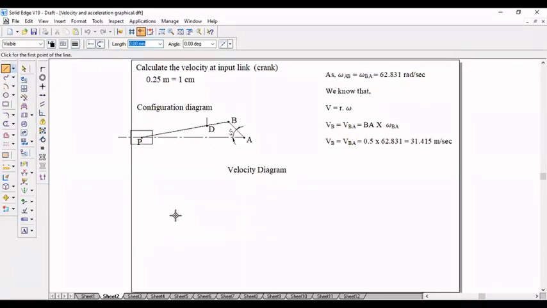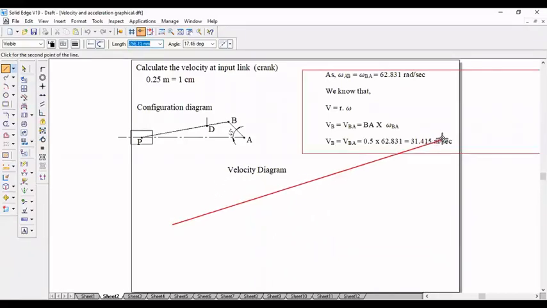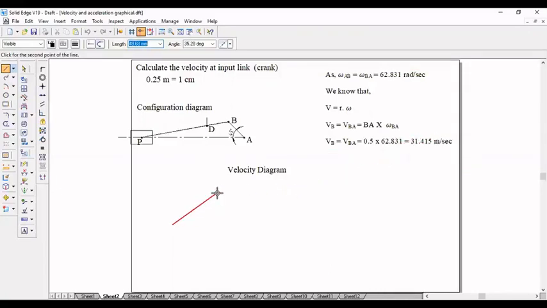In the previous lecture, Shashikumar sir explained how to construct the velocity diagram by using the scale and the set square so that you can get the perpendicular lines. So somewhere at this particular point, I'll start and draw a line. What is this line? This is the crank velocity line. The velocity of the crank is how much? 31.415. Again, I'll take a scale according to my convenience.